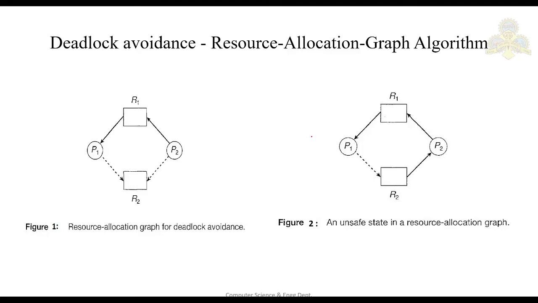So we have already seen what a resource allocation graph is, how to draw it, and the different types of edges that are present. We have already seen a request edge and an assignment edge. In the resource allocation graph algorithm, you will see another type of edge called a claim edge. I'll write here CLAIM. This is the claim edge. So apart from your request and assignment edge, you will also have a claim edge.